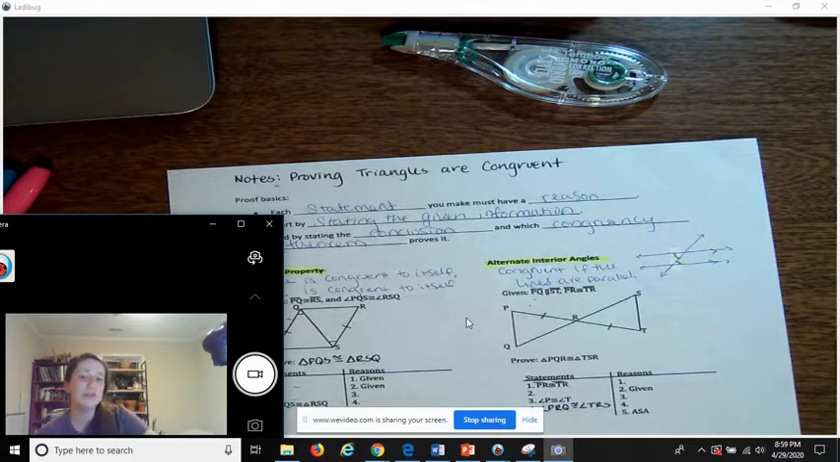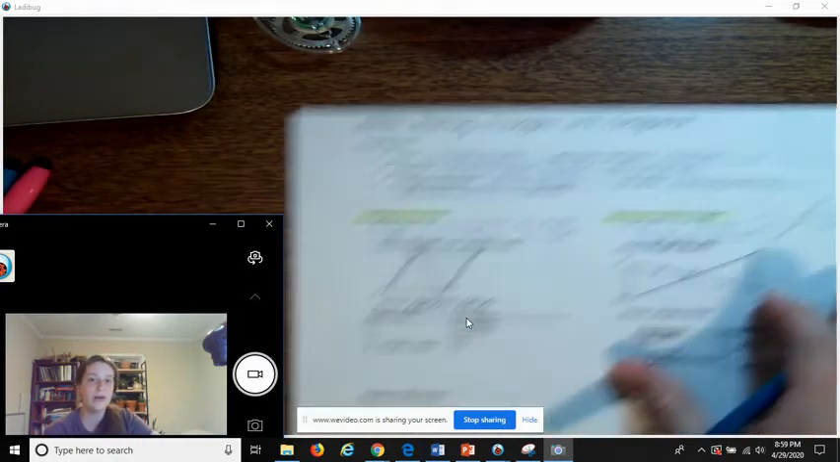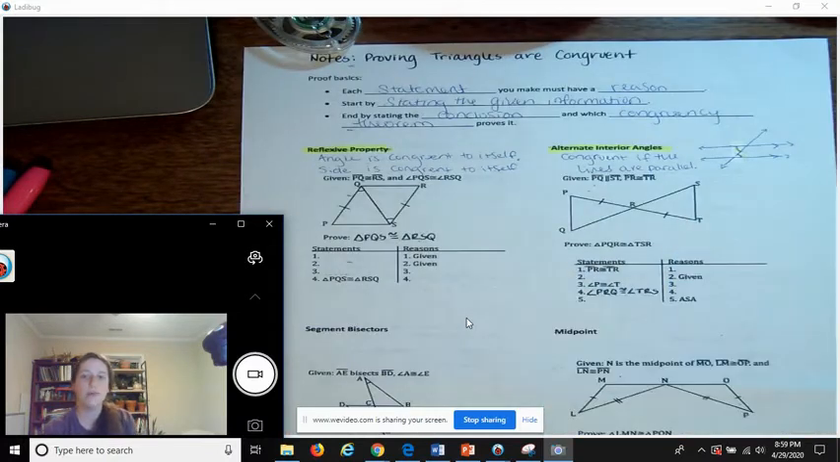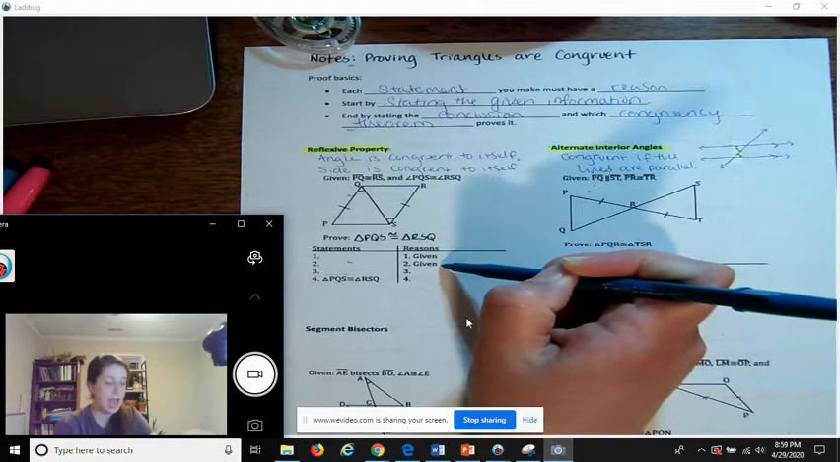Okay, so those are two properties that are going to be especially helpful in these notes. So let's go ahead and practice some of these proofs. We have two triangles right here. So the first thing is the first two things are just given statements.